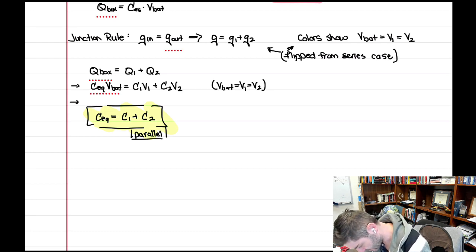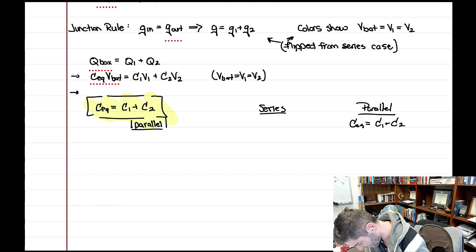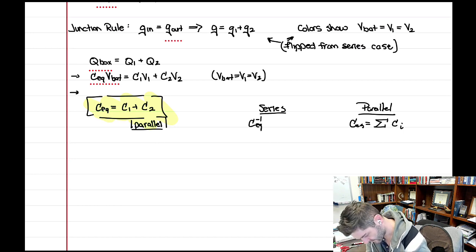So if we were to summarize, we have series, and we have parallel. We have, of course, formulas, which are nice. It's usually good to remember how we got them. And I'll write down the general formulas, right? So it's not just C1 plus C2. This also generalizes: if you have 3 or 4 capacitors in parallel, say, you just add them all up. Similarly, in series, 1 over C equivalent is the sum of 1 over all the individual capacitors.